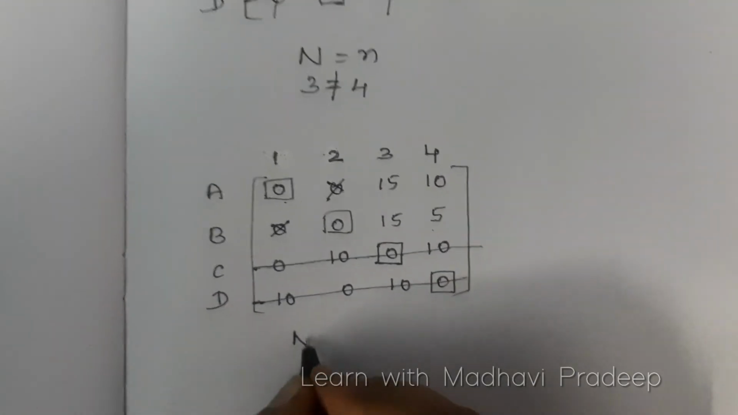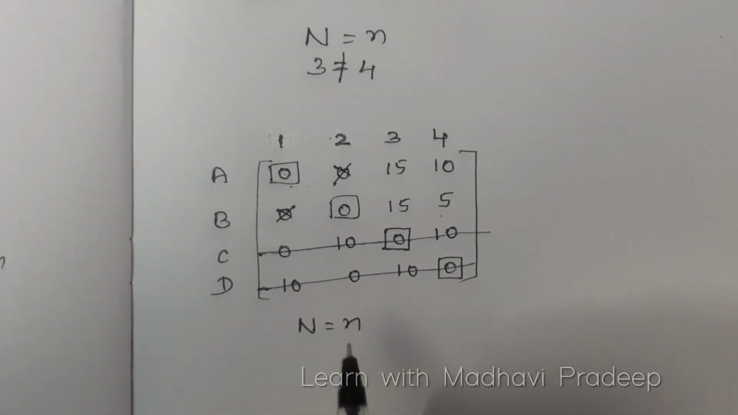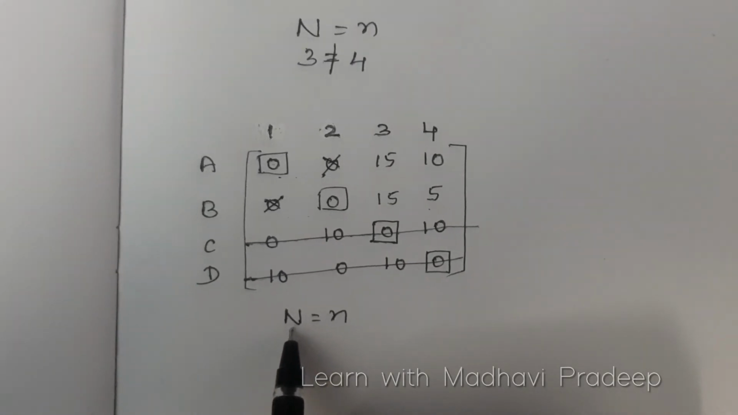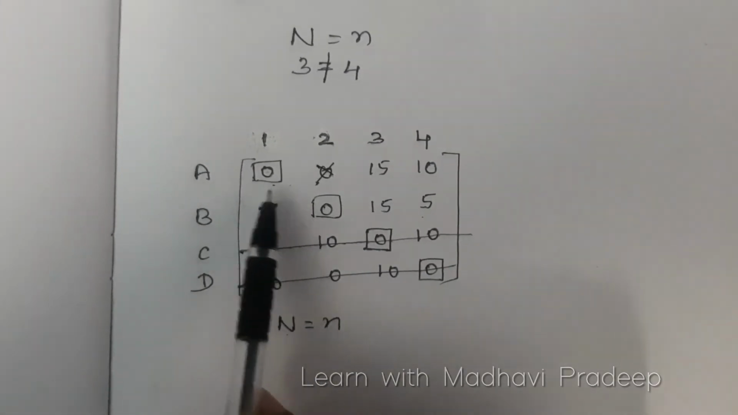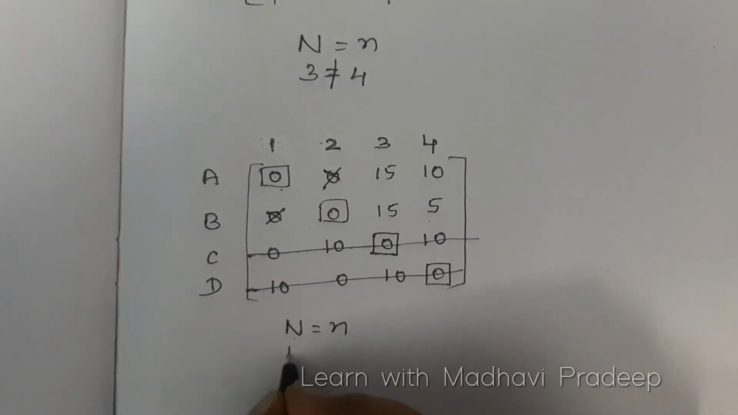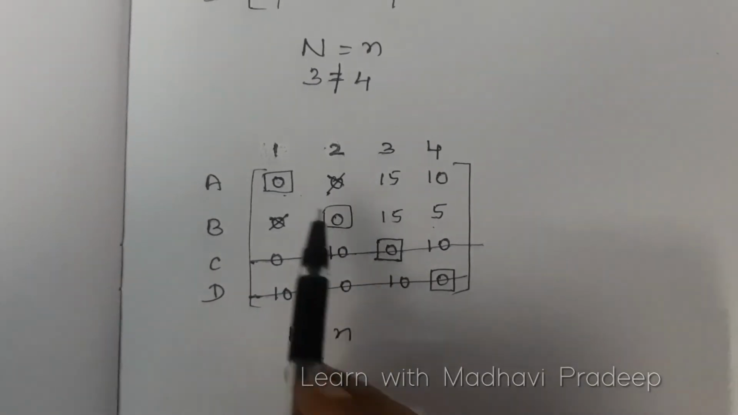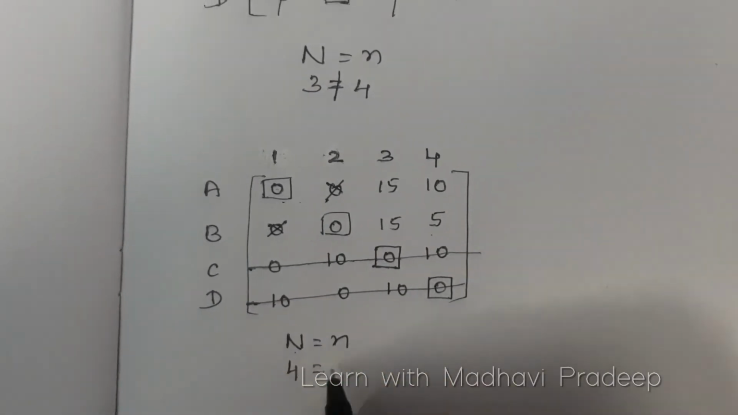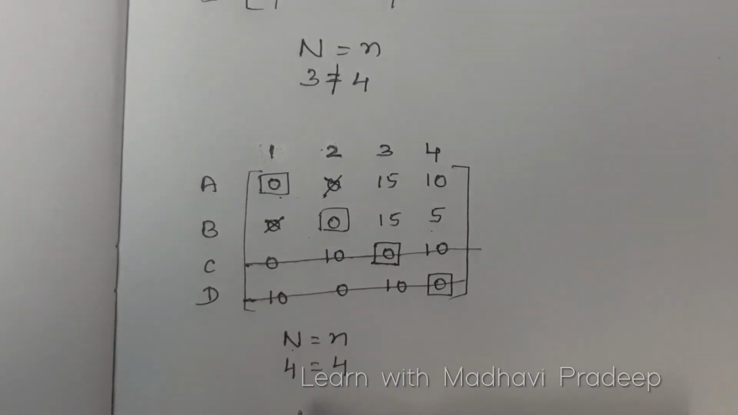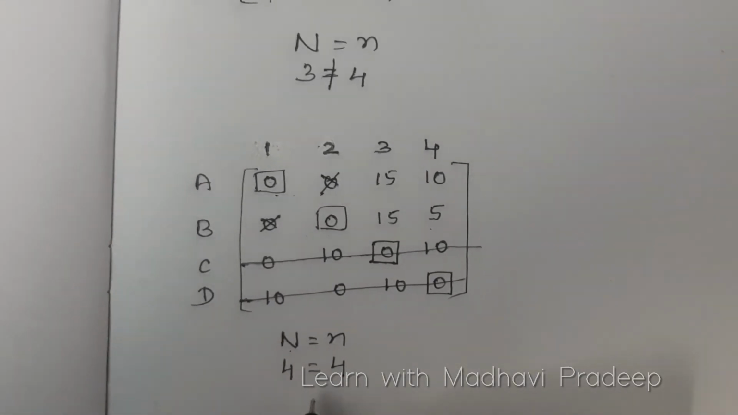Now check whether capital N is equal to small n. Here N is nothing but the number of allocations. The number of allocations is 1, 2, 3, 4, so 4 allocations. The number of rows is 1, 2, 3, 4. So now it satisfies here. That means we have reached the optimum solution.